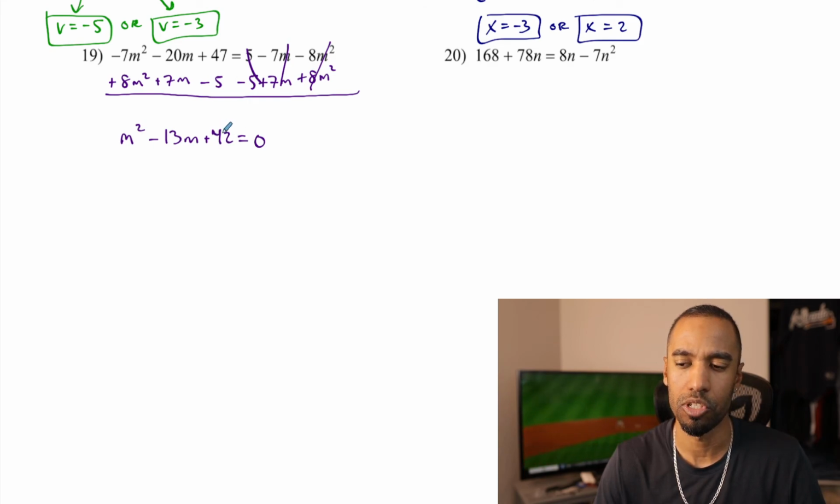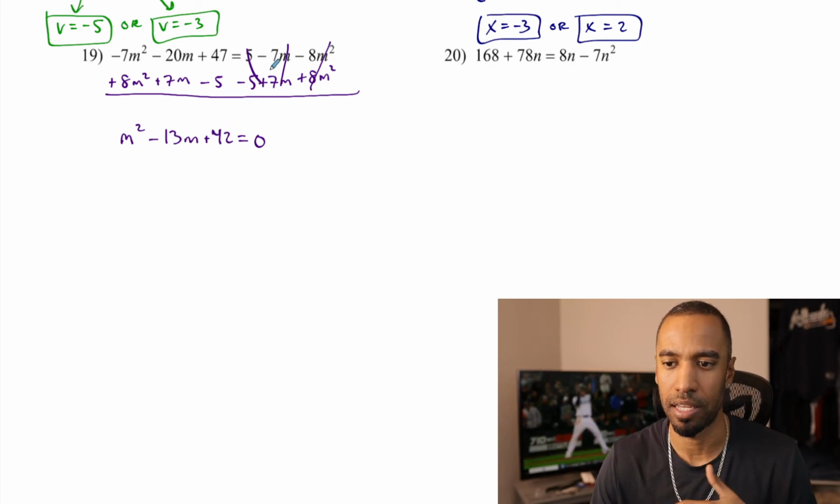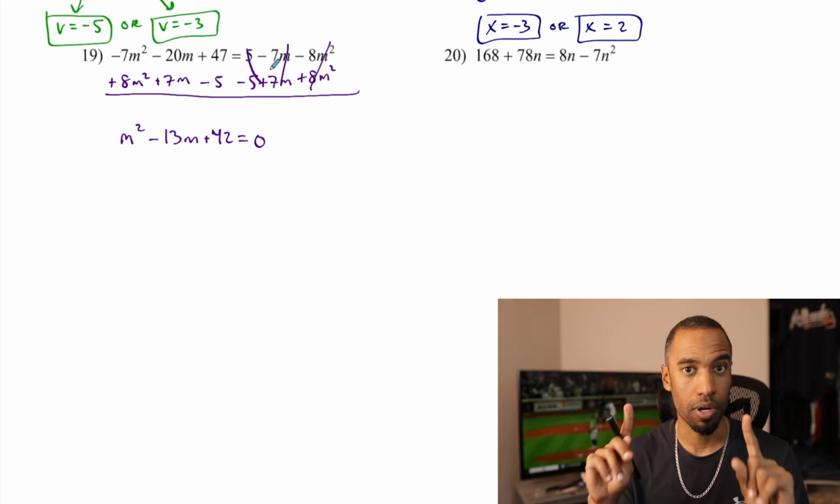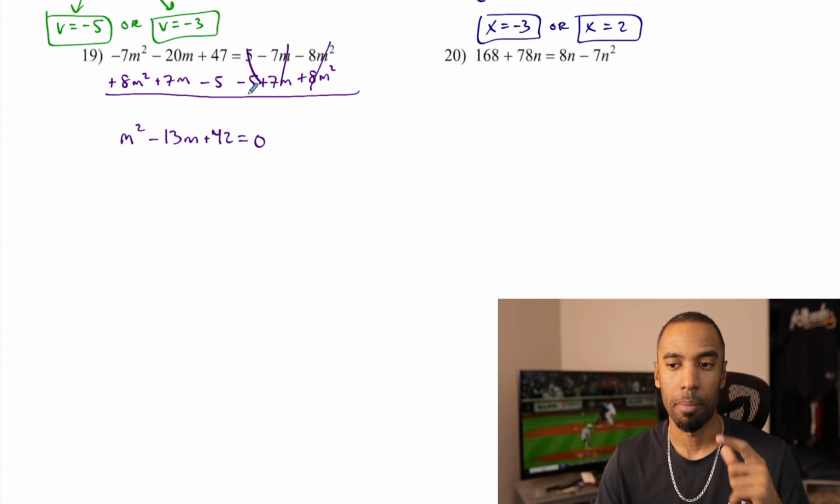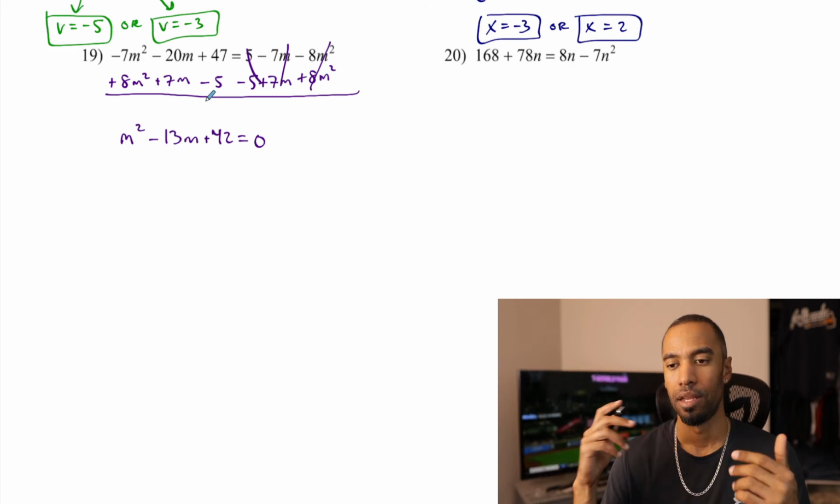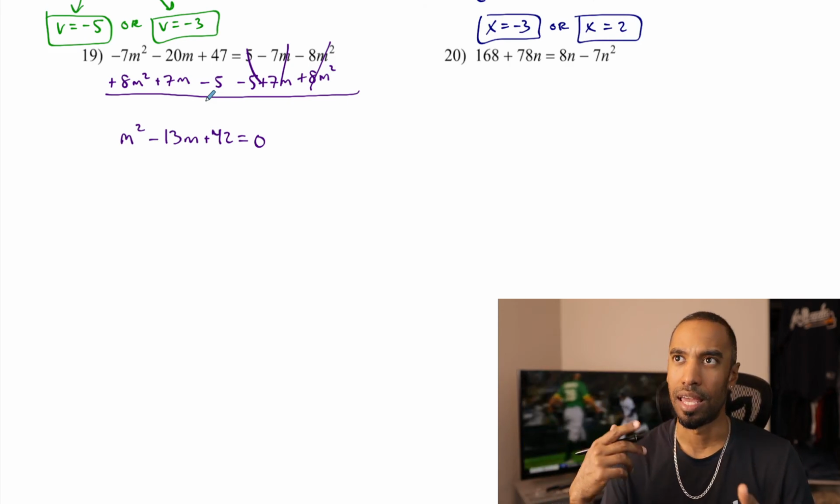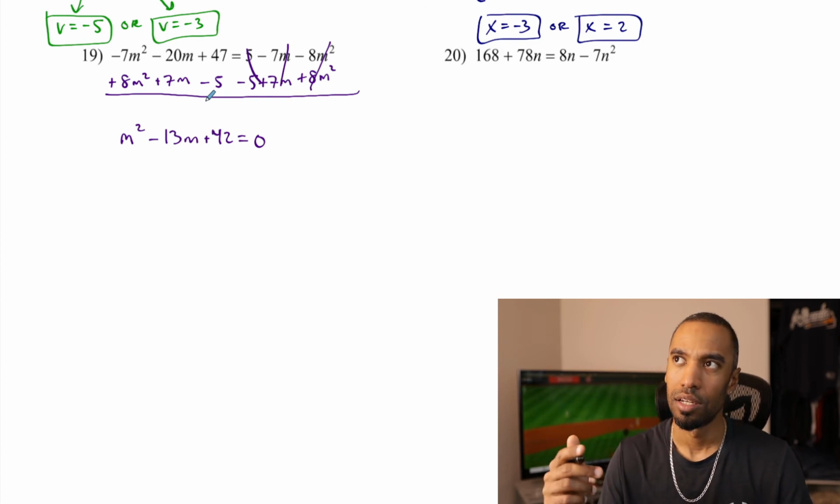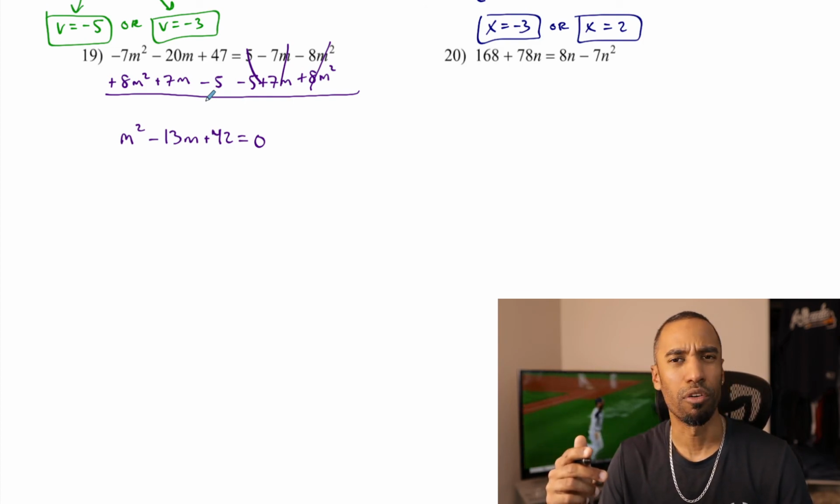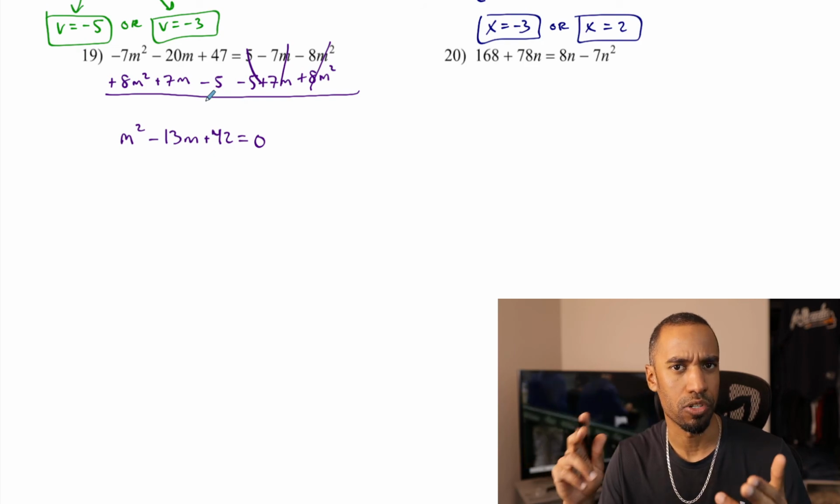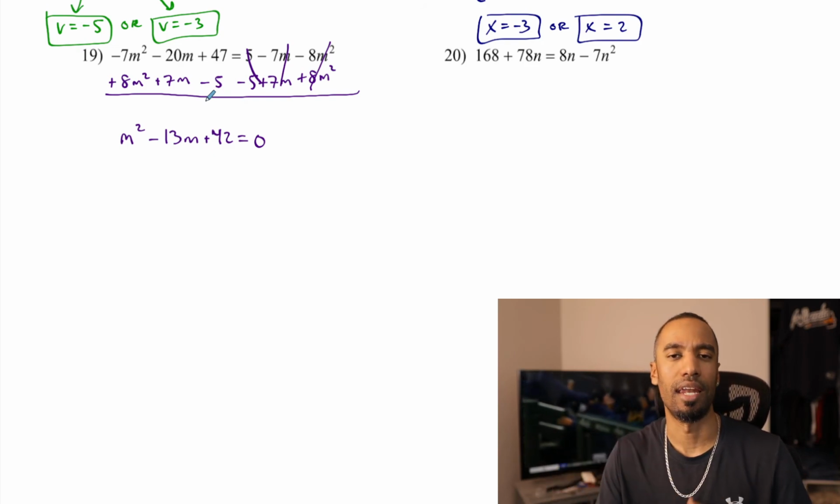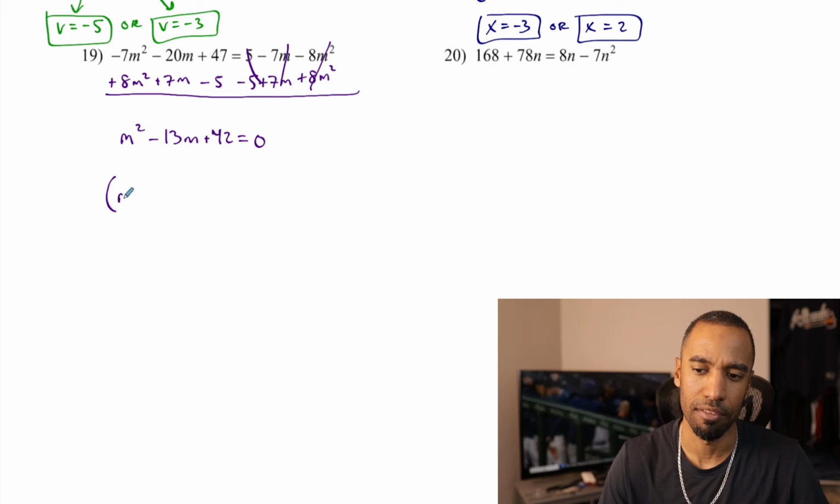All right, I need two numbers to multiply to make 42 and add to make negative 13. So both numbers will be negative, right? Positive product, negative sum. Negative 42 minus 1, negative 21 minus 2, negative 14 minus 3. I don't know if there's anything in between. The next one here is negative 7 minus 6. And negative 7 minus 6 is negative 13.